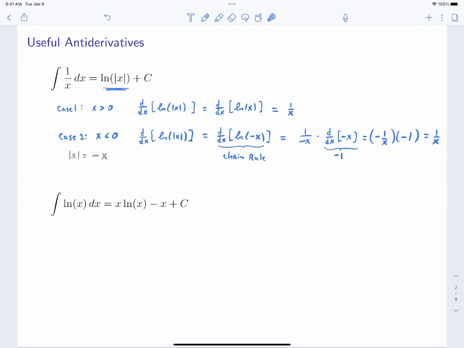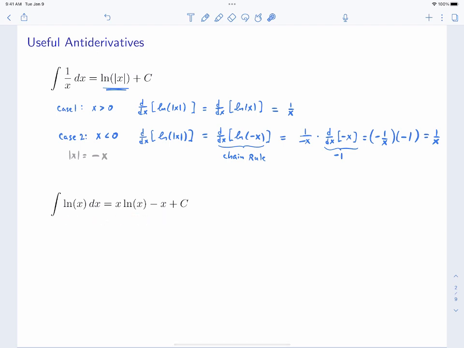So what that means is the antiderivative of 1 over x dx is ln of the absolute value of x plus c. Now there's a subtlety here that we're only talking about intervals not containing 0. So either you're looking at an antiderivative of 1 over x where x is positive or where x is negative. But either way, you end up with the antiderivative of 1 over x dx being ln of the absolute value of x plus a constant. Okay, that's our first useful antiderivative.